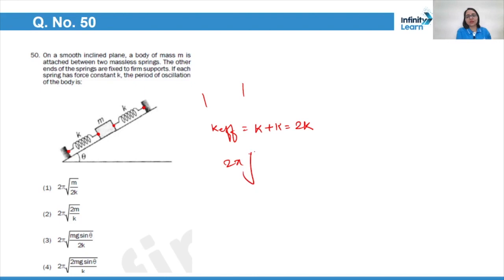So time period is 2 pi under root m upon K effective, which is 2 pi under root m upon 2K. So correct answer is option 1.